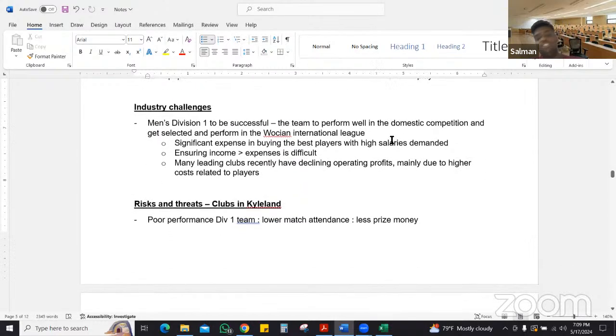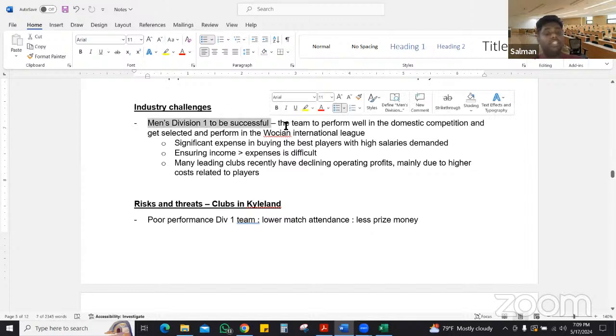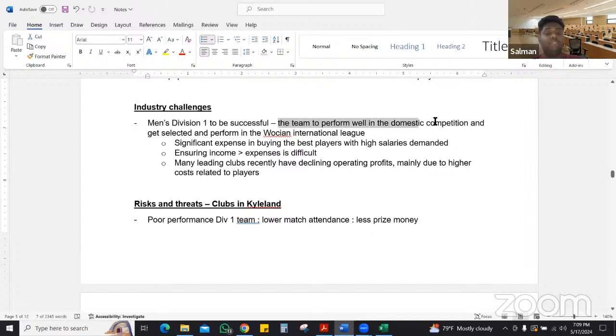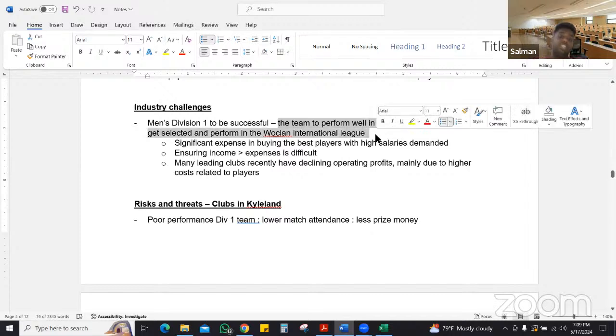So the media coverage. Industry challenges: for men's Division 1 to be successful, the team has to perform well. So for the men's Division 1, for them to be successful, what do they need? The team should be performing well in the domestic competition and get selected to perform in the international league.